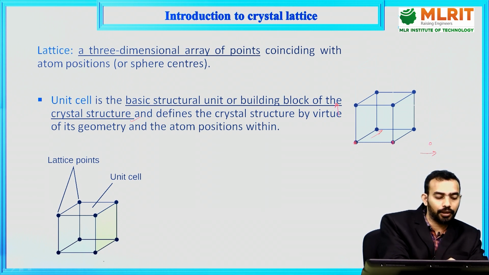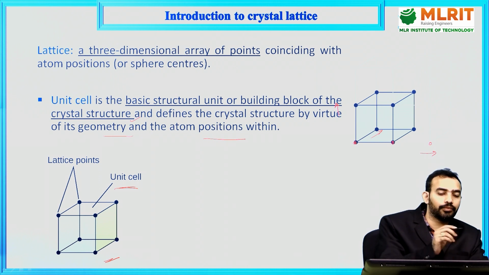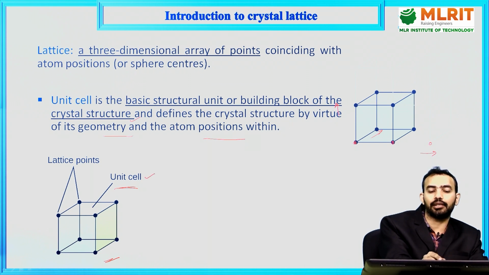So here is your example. This is a cube that is being considered, and we call this a unit cell. It basically defines the entire crystal structure by virtue of its geometry and atom positions within. So the unit cell indicates the crystal structure of the entire material. It is the fundamental crystal unit, or the building block of the crystal structure.